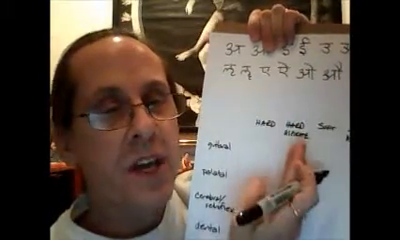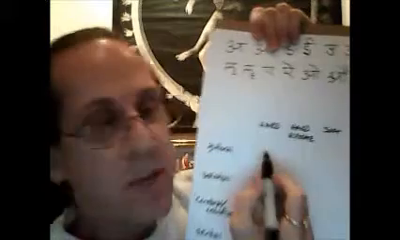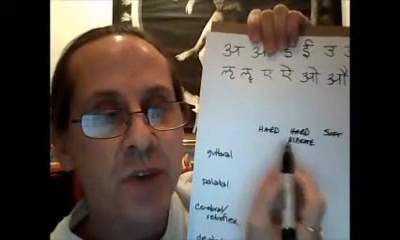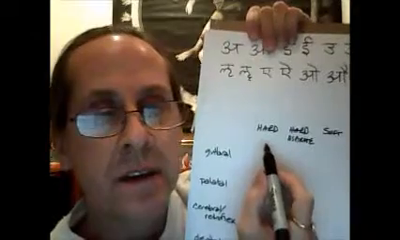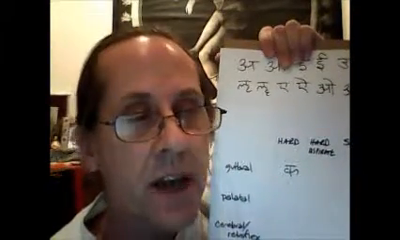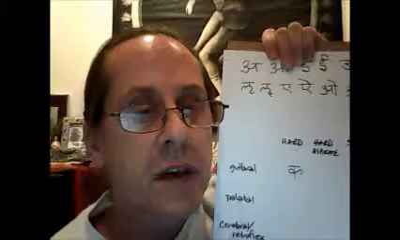And the vertical meaning is that we begin with the hard, non-aspirated consonant, guttural. And it is K. Like our letter K, K.